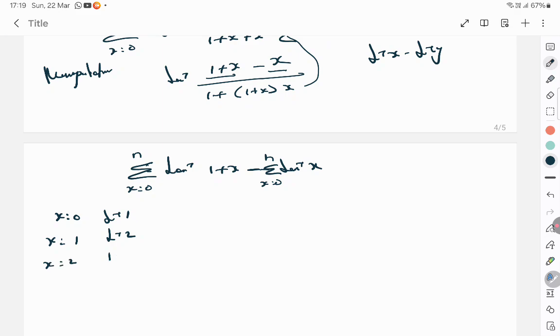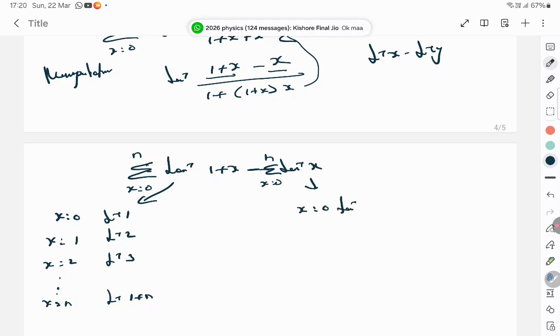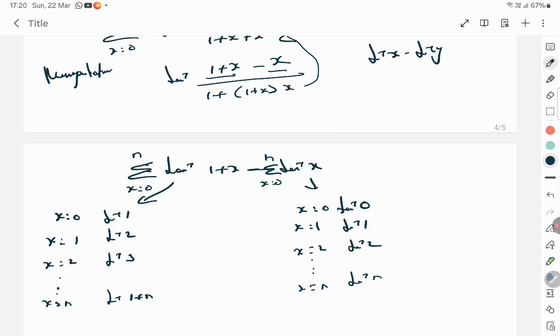For x equal to 2, you get tan inverse of 3, and for x equal to n, you get tan inverse of 1 plus n. In this second term, you put x equal to 0, you get tan inverse of 0. x equal to 1, you get tan inverse of 1. x equal to 2, you get tan inverse of 2. And so on, x equal to n, you get tan inverse of n.